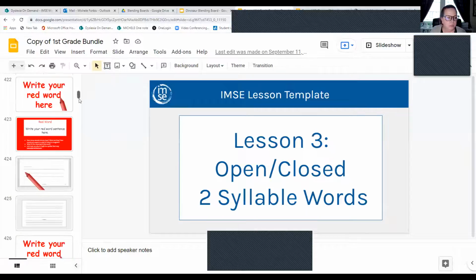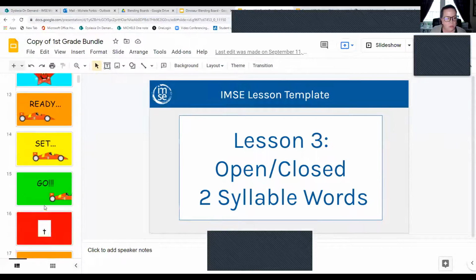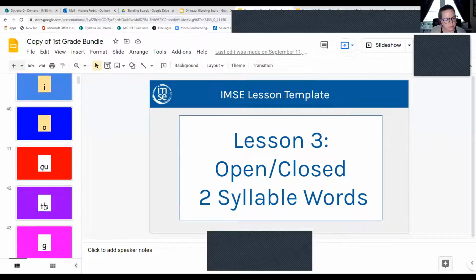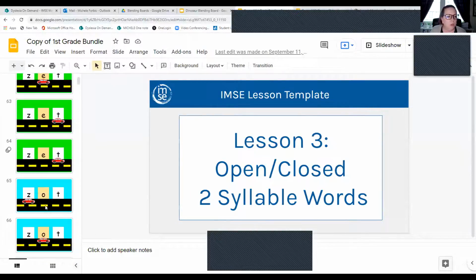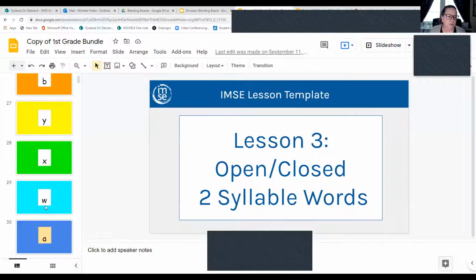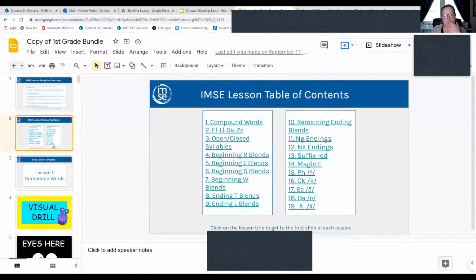Okay, so let's just say we want to do compound words, because that's really not something Take Flight goes over. When you open up one of these files, this is the first grade curriculum from IMSE. And the second slide will have all of what you need to work on.